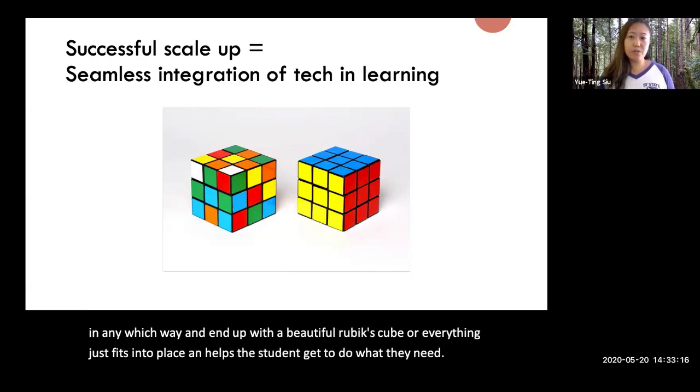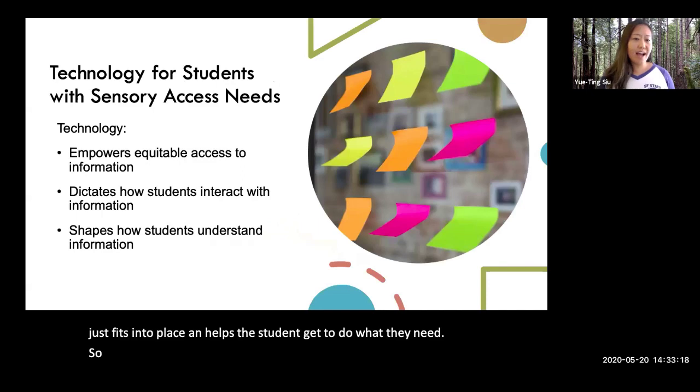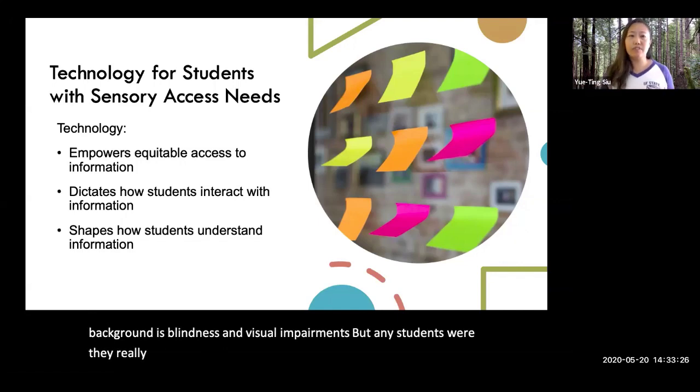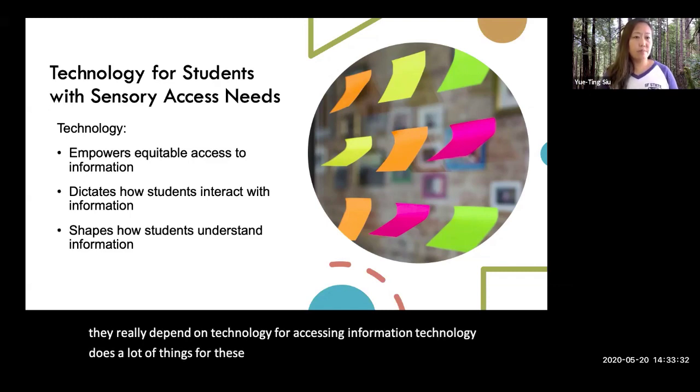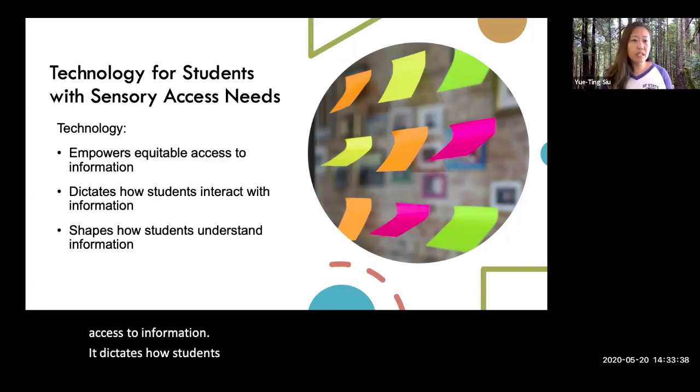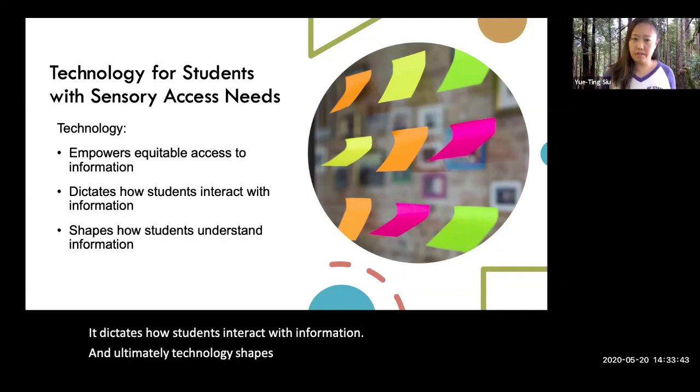So for students with sensory access needs, as I mentioned, my background is blindness and visual impairments, but any students where they really depend on technology for accessing information, technology does a lot of things for these students. Technology empowers equitable access to information. It dictates how students interact with information. And ultimately, technology shapes how students understand information.